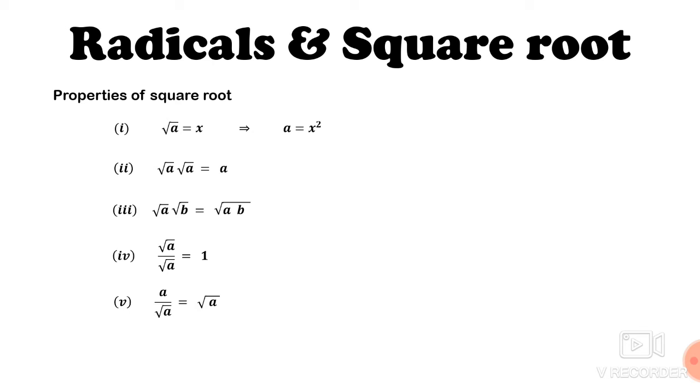Part 5 is a upon square root a is equal to square root a. This is the property. Square root a upon a is equal to 1 upon square root a. This is the sixth property. Square root a upon square root b is equal to square root a upon b. Here we can see that we have different radicands. The numbers written inside the radical sign are different, so we will write them in one single radical sign.